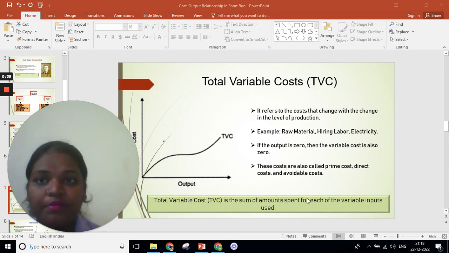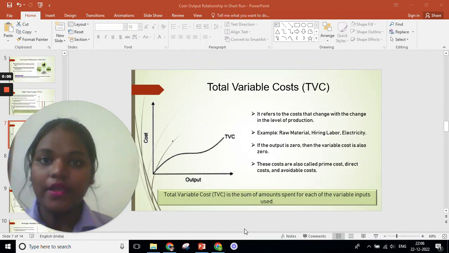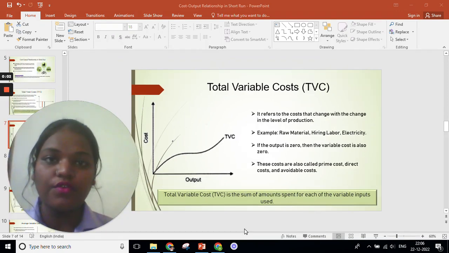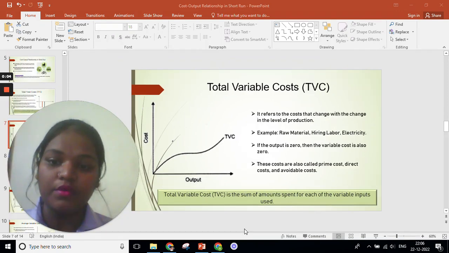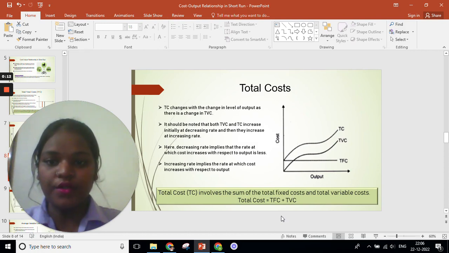Thus, variable cost is a function of output, where it includes price of raw material, wages of labor, fuel and power charges, excise duties, and sales tax. The next concept is total cost.